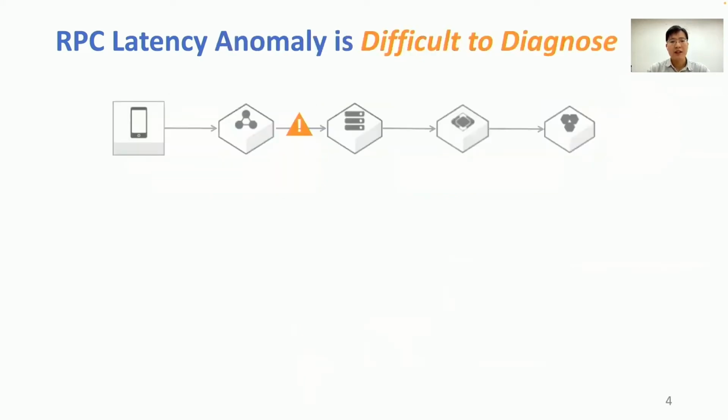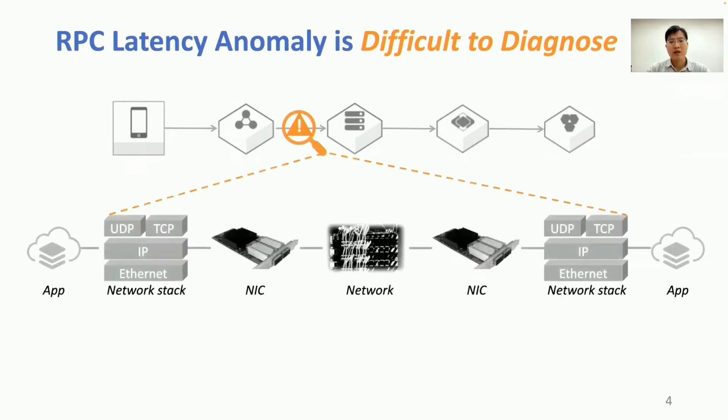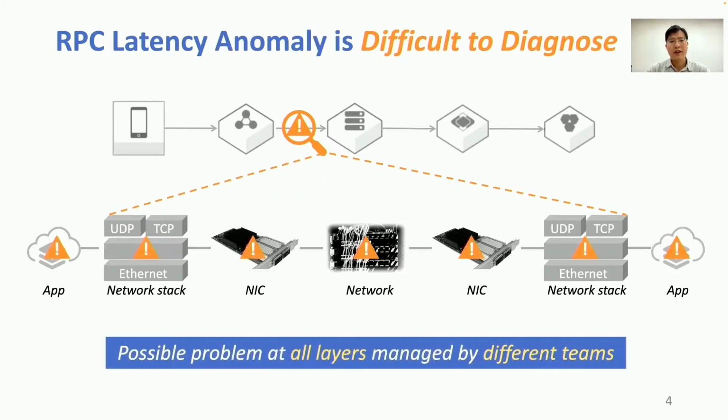However, RPC latency anomaly, or RLA, is extremely difficult to diagnose. This is because an RPC goes through multiple layers, including network stacks, NICs, network links, and switches. All layers may expose anomalies, while different layers are managed by different teams in the cloud.